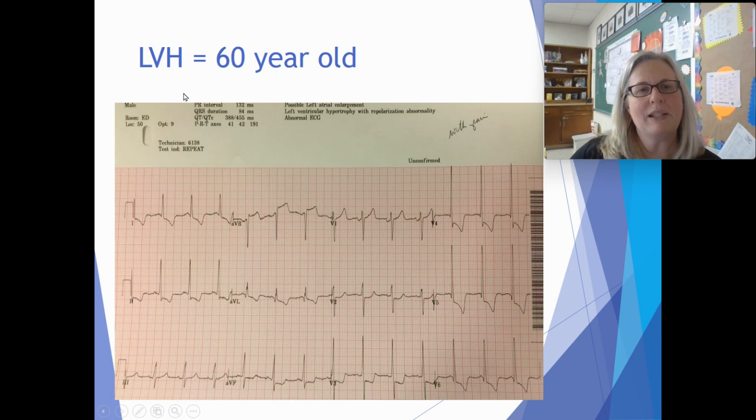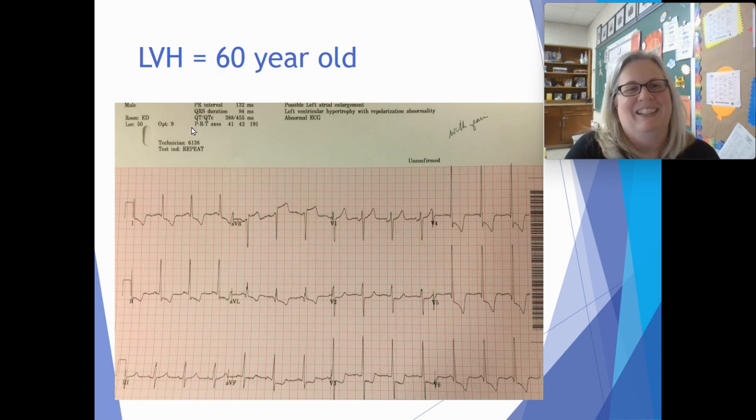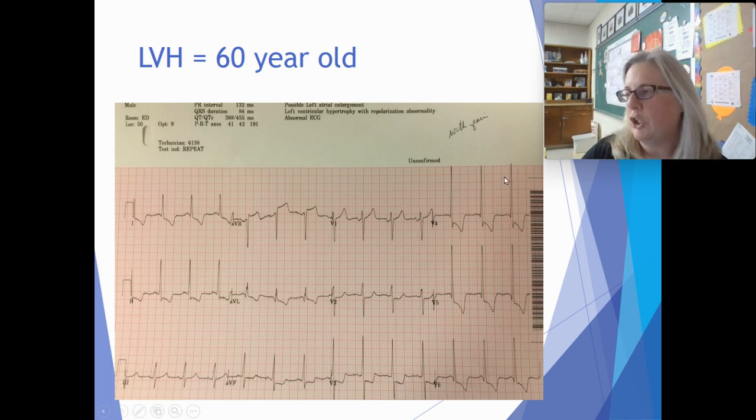Okay, so here is an LVH for a 60-year-old. So this is bad, right? This means that they've typically had chronic high blood pressure. They have very large QRSs and ST depression happening here. Okay, big QRSs, ST depression. I know it's ST depression because I see the T wave right after it. It's a little T wave, but it is there.